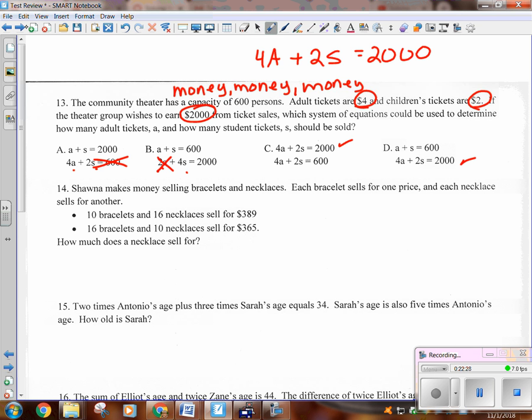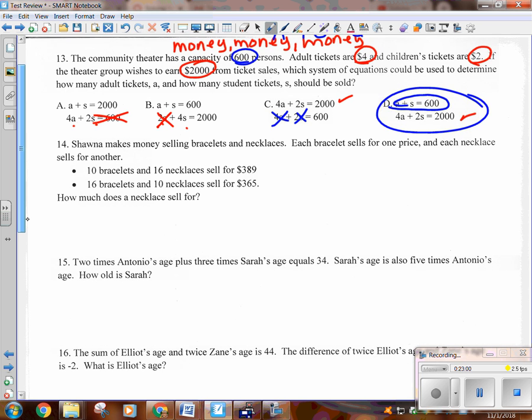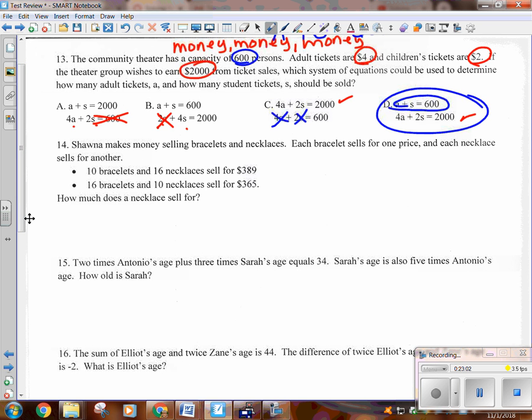Now, the other equation will just be number, number, number. I don't want any money. So I need an equation that's going to have 600 persons. Well, if there are however many adults and however many students, then I need the total number of all of those people to be 600. So A plus S. I don't need the 4s and the 2s anymore. Only one equation has money, money, money. So D is the only one that has the 2 equations that are the right ones. Okay, so we only had to set up 13. It did not ask me to solve. I was able to pick out the correct equation.